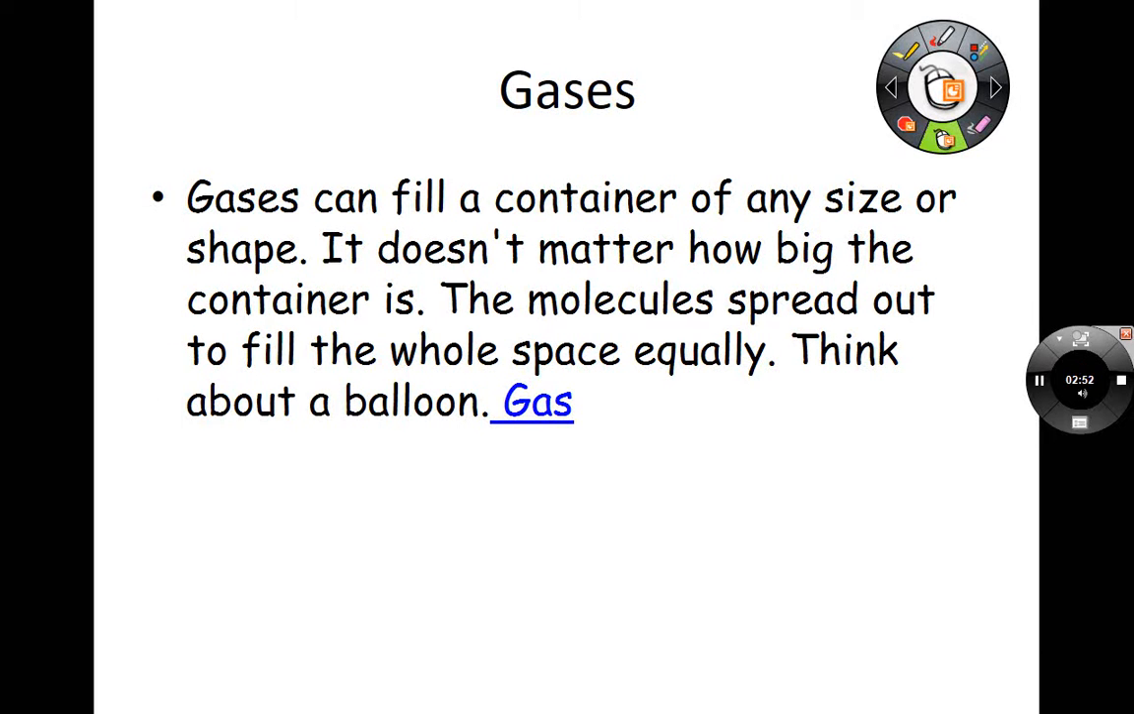Gases can fill a container of any size or shape. It doesn't matter how big the container is. The molecules are going to spread out to occupy all of the space equally. So whenever you blow up a balloon, you blow it all up. You don't just blow up the left side of it or the right side or just the middle. You blow it up and the whole thing starts to expand simultaneously as you blow it up, because that's the gas from your lung that you're pushing into it, filling all the available space.